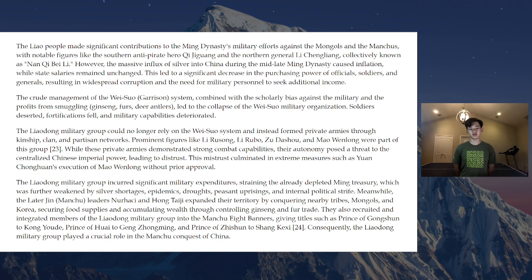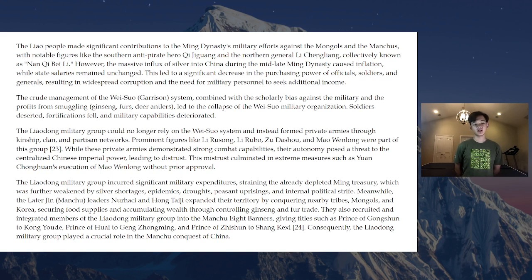The massive influx of silver mentioned in the previous chapter caused inflation, while state salaries remained unchanged, and this led to a decrease in the purchasing power of officials, soldiers, and generals. The crude management of the garrison system, combined with scholarly bias against the military and the profits from smuggling, led to the collapse of the vassal military organization, and this caused the decline of the Liaodong military group. They instead formed private armies through kinship, clan, and partisan networks, and prominent figures were part of this group.